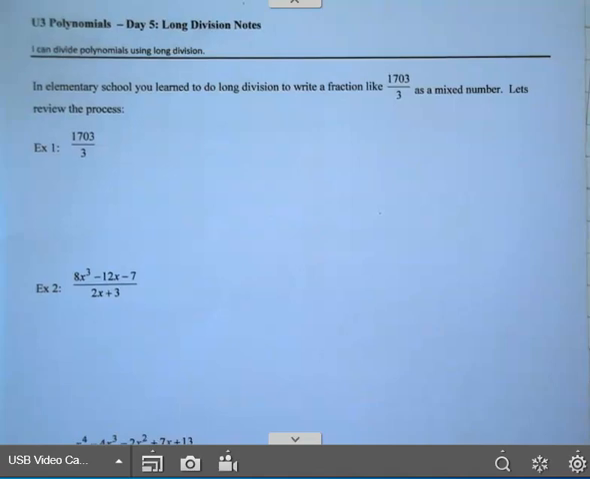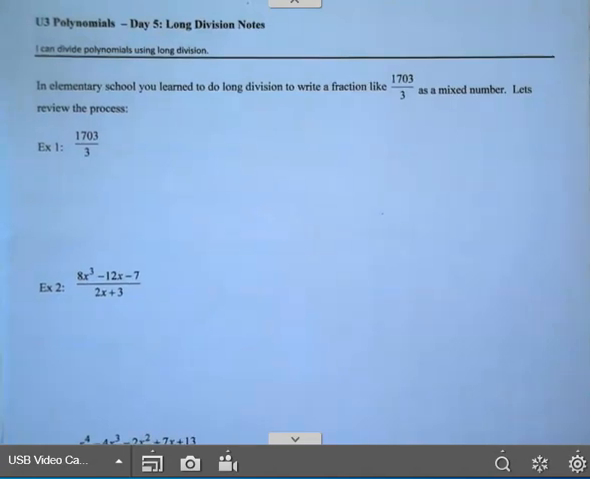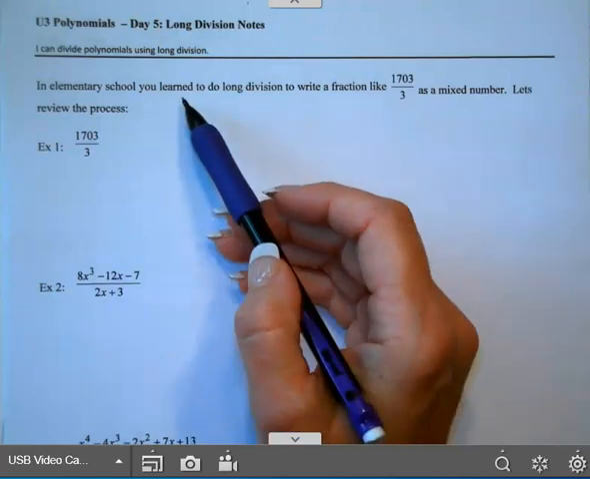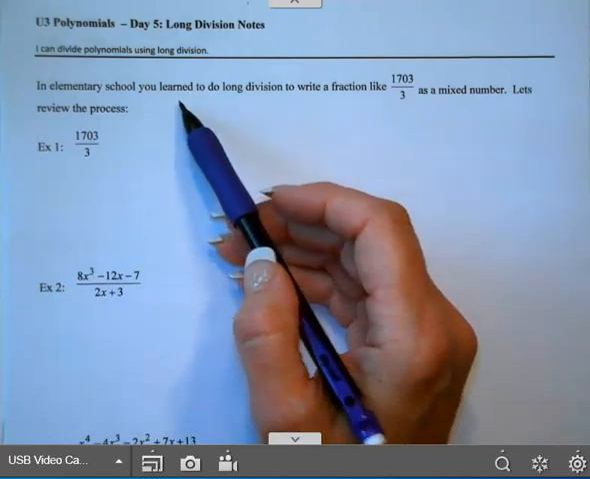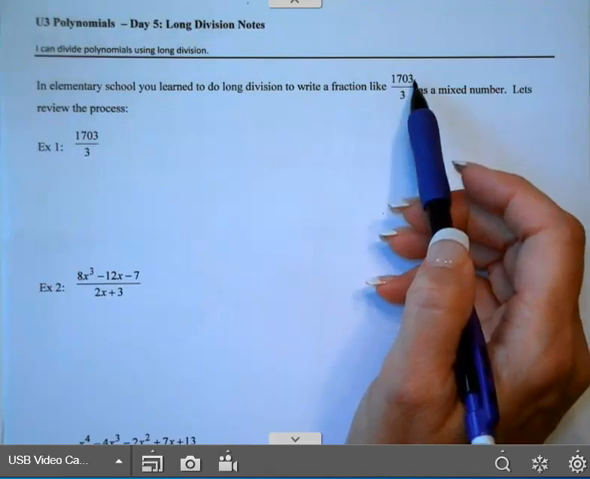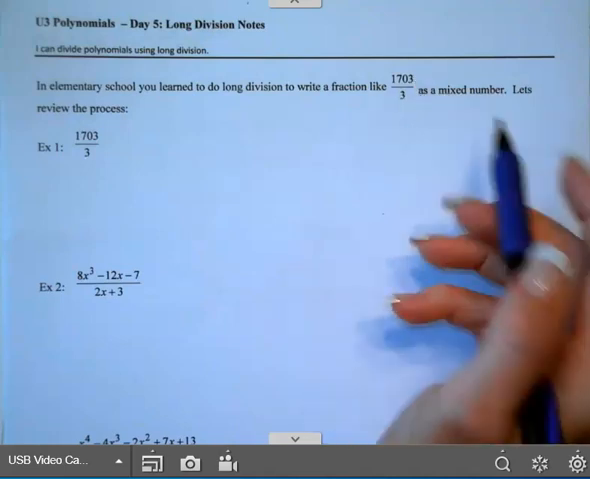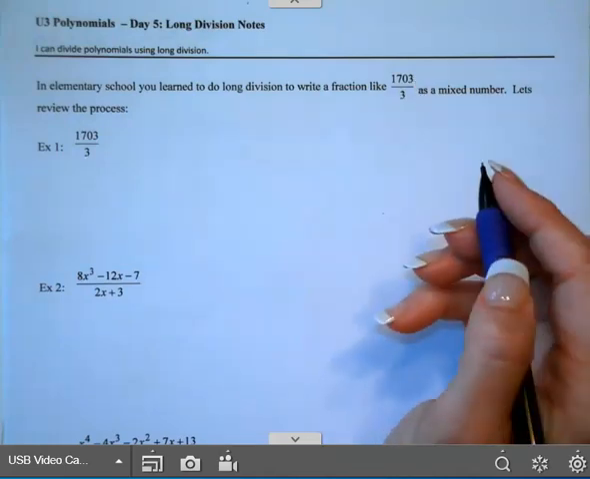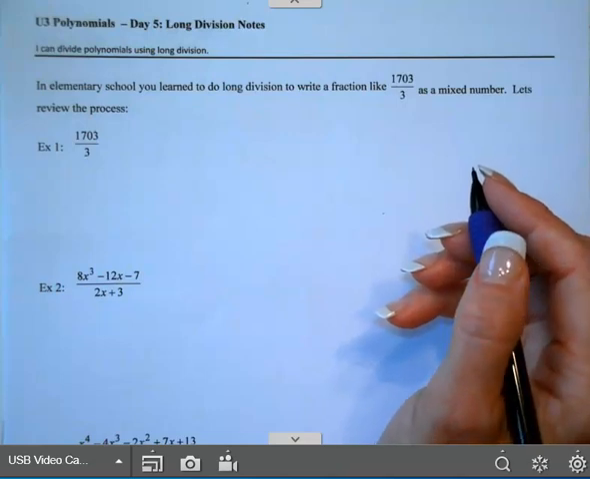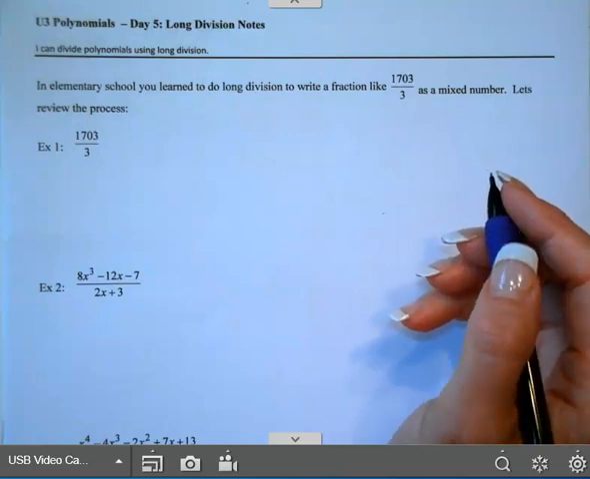In our last lesson, we looked at polynomial operations with addition, subtraction, and multiplication. Today, we're going to look at division. Back in elementary school, you learned to do long division to write a fraction like 1,703 divided by 3 as a mixed number. Let's review the process because we're going to use something similar with the polynomials.